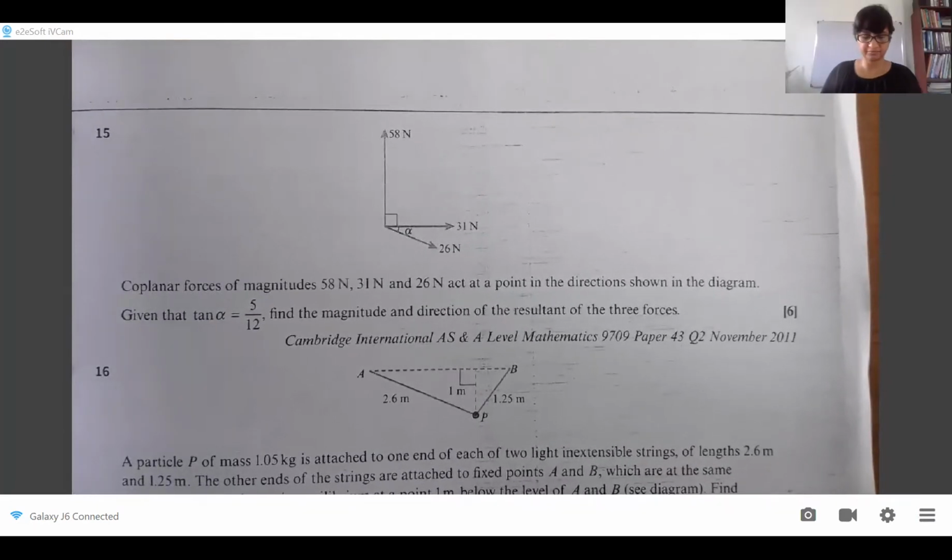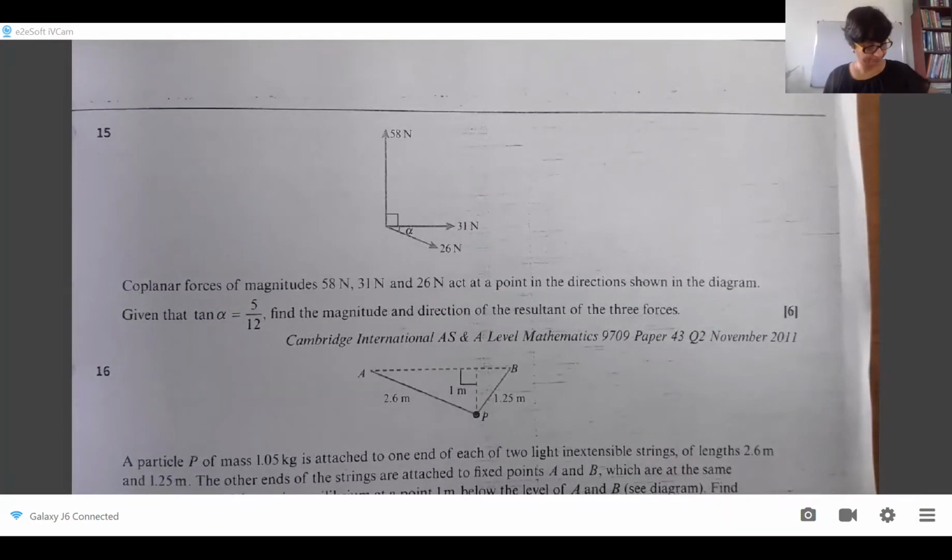You're trying number 15 now. Coplanar forces of magnitudes 58, 31, and 26 act at a point in the directions shown in the diagram. Given that tan alpha is this, find the magnitude and direction of the resultant of the three forces.